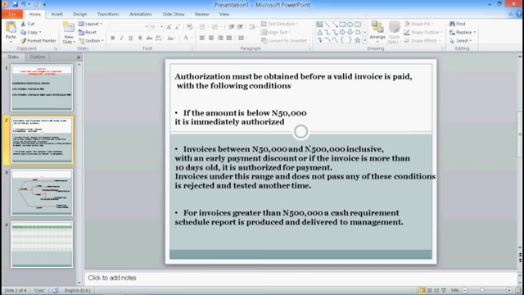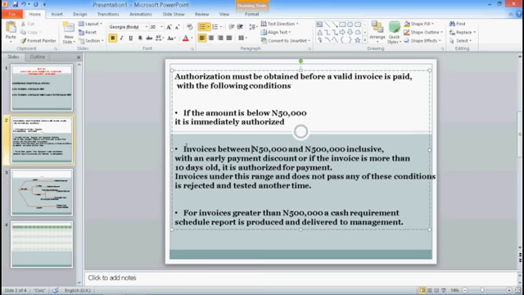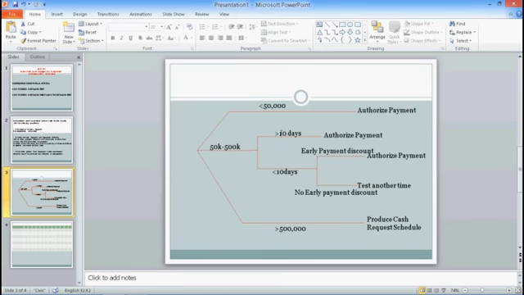Invoices between this range. This is the second condition, which has some other sub conditions, which talk about the days, whether it is less than 10 days or greater than 10 days. Then if it is greater than 10 days, we authorize payment. If it is less than 10 days, we further test if we are entitled to an early payment discount or not. If we are entitled to an early payment discount, we authorize payment. If we are not, we test another time.